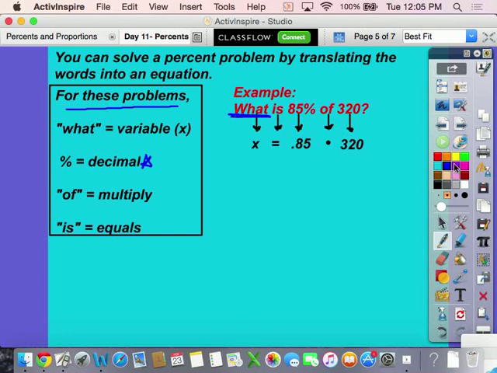So here's what we've got. We've got what is 85% of 320. And what you see is literally word for word. What is 0.85 times 320? To solve for x, all we need to do is 320 times 0.85 to give us our answer. Wow. 320 times 0.85.